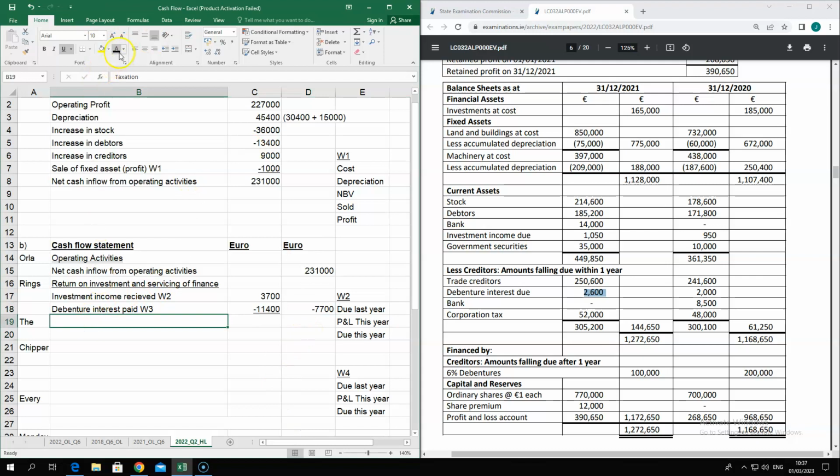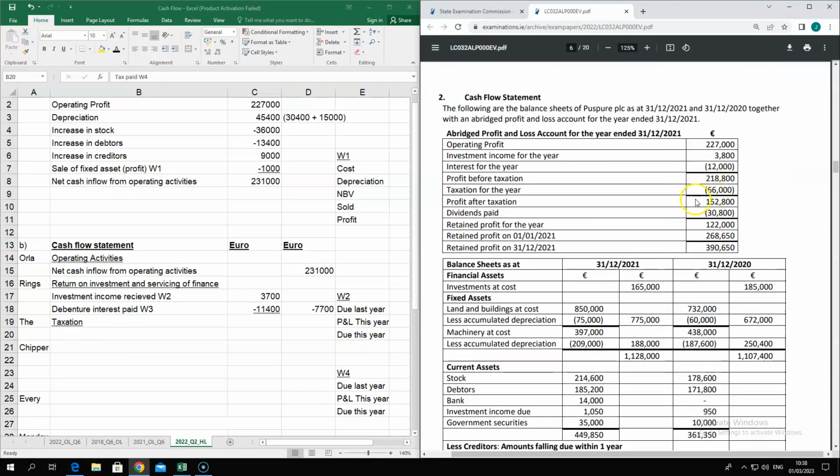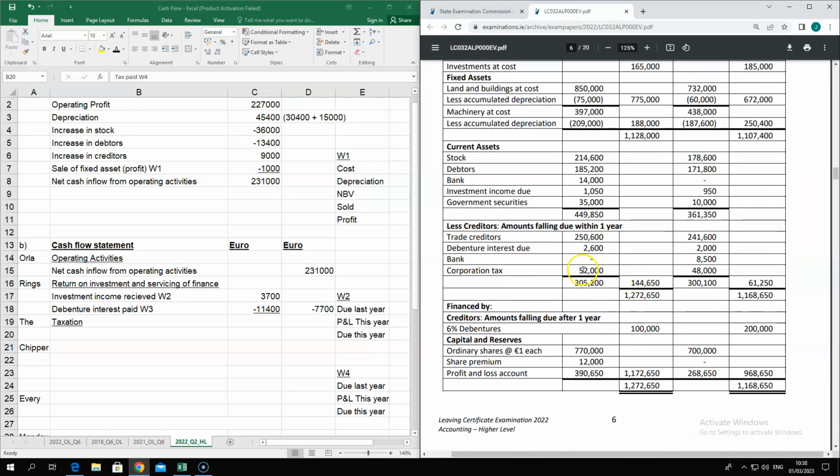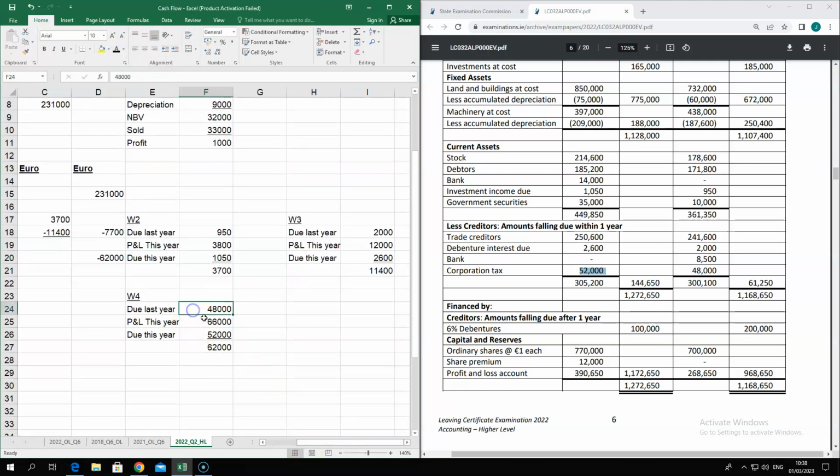Now, so tax and tax paid. So the exact same thing again. Corporation tax is 48 plus the amount for the year, 66. 48 plus 66 minus 52. Okay. So tax paid, and we end up with 62,000. And again, we have a working done there for that. So 48 plus the 66 minus the 52.